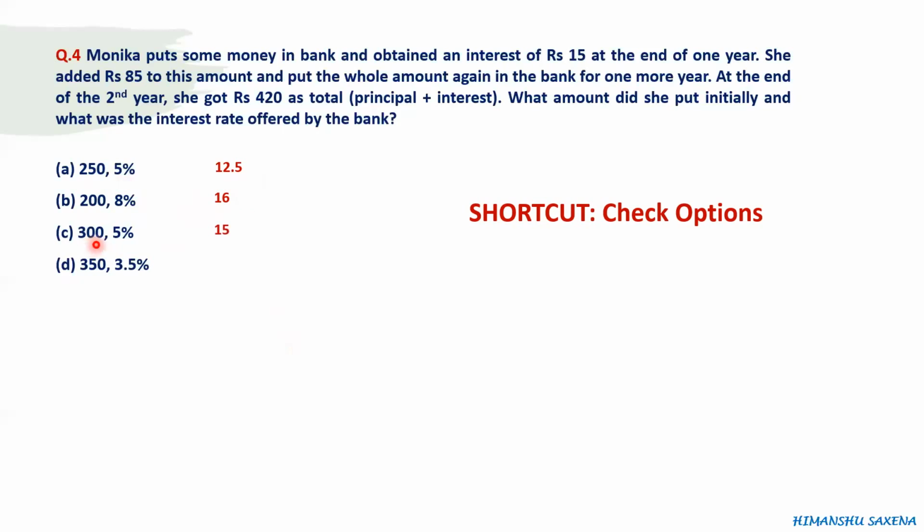In the third option, 5% of 300 is 15 rupees. And in the fourth option, 3.5% of 350 is 12.25. So she is earning 15 rupees interest at the end of 1 year in option C only. So this is the correct option, C. So our answer would be C. Now let's move on to the next question.